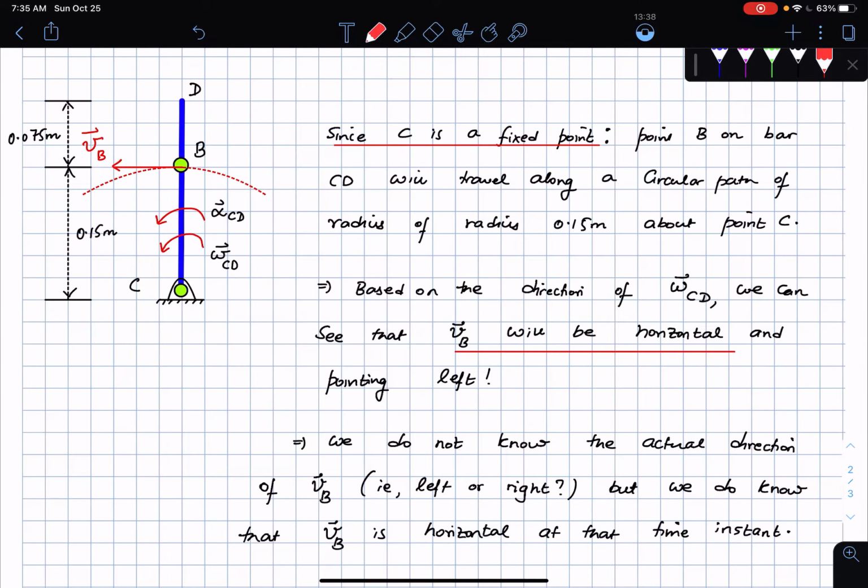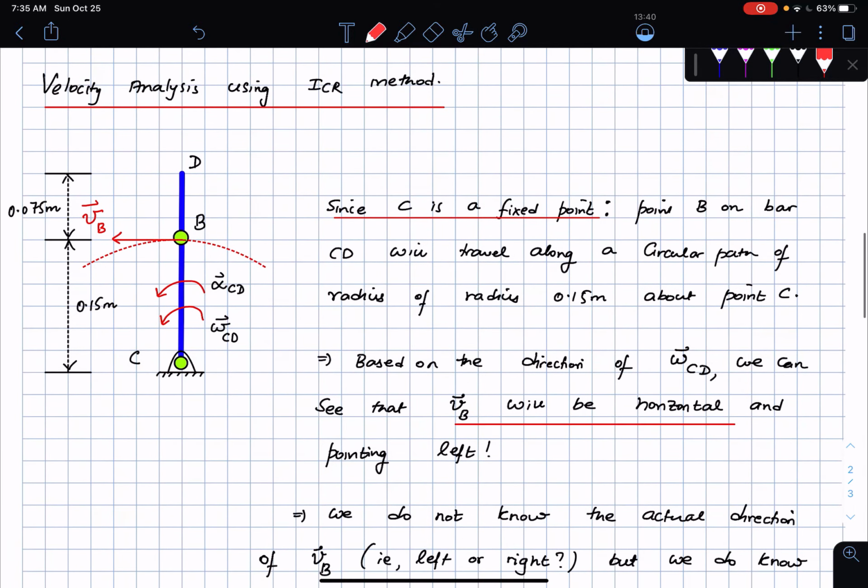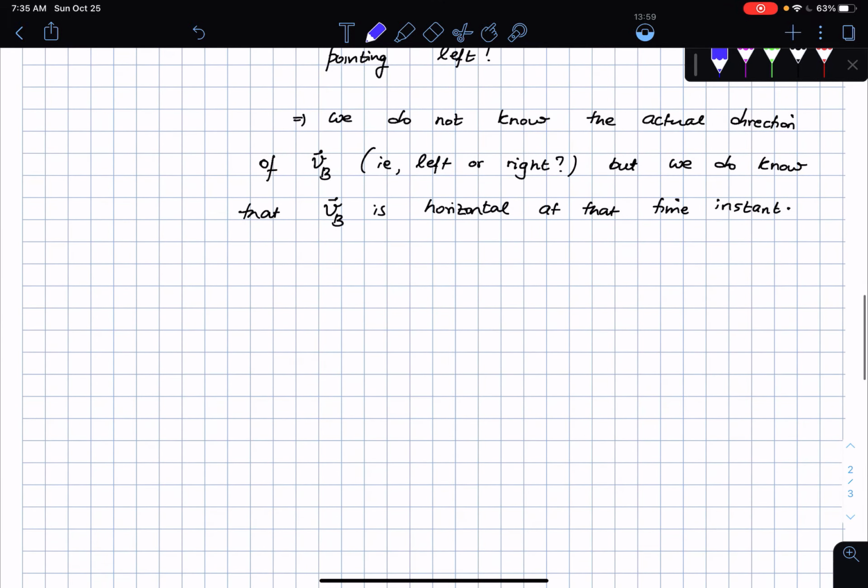I do the same thing for the bar OA. So this is, I look at bar CD. So this is the first step in our analysis. Then the next step is I'm going to look at the bar OA and do the same thing.